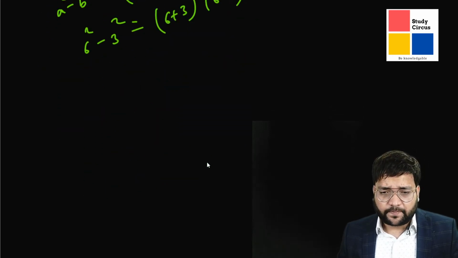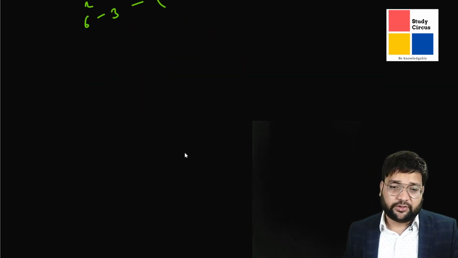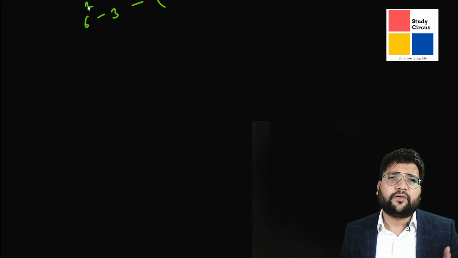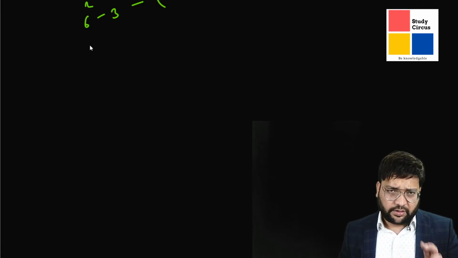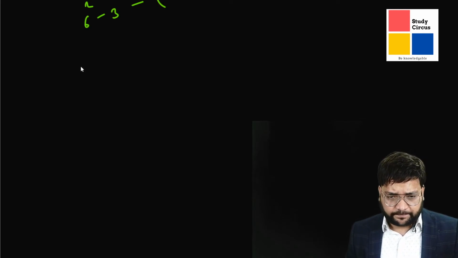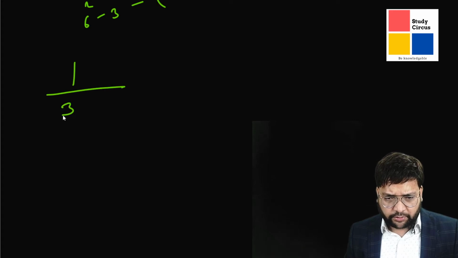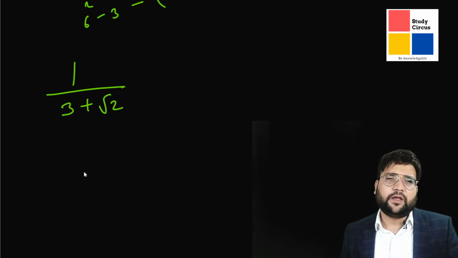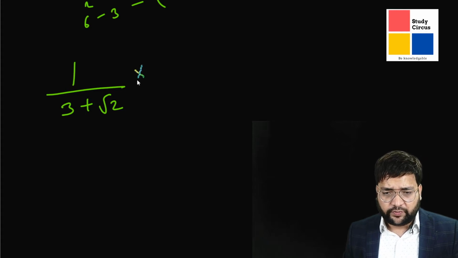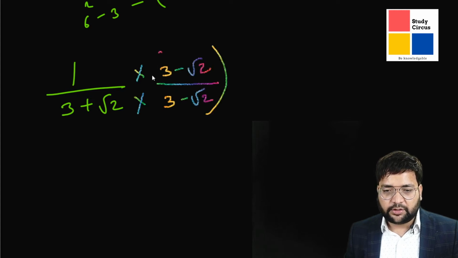So what do we mean by rationalization? It means that the denominator of the fraction we are going to make rational. For example, 1 upon 3 plus root 2. The numerator is a rational number, but the denominator is an irrational number. So we'll use the same identity, multiply by 3 minus root 2 here also. Essentially this is 1, right?